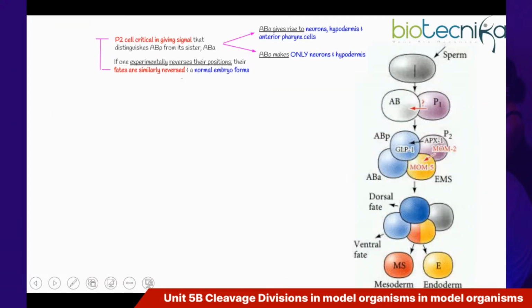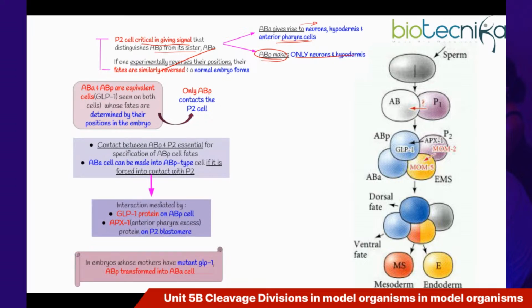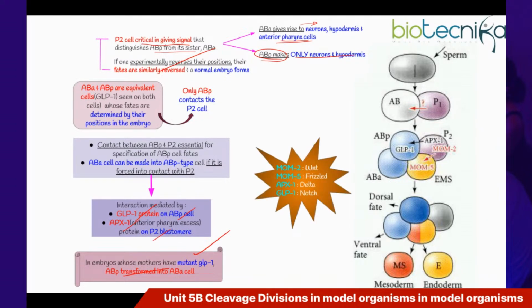And this is regarding the signaling to AB. P2 is critical in giving the signal that distinguishes ABp from its sister ABa. ABa gives rise to neuron, hypodermis, and pharynx, but ABp makes only neuron and hypodermis. So if experimentally their positions are reversed, their fates are similarly reversed, and a normal embryo will form. This is the signal which I told you, GLP protein on ABp and APX, sent by the P2 blastomere. In embryos whose mothers have mutant GLP, ABp will be transformed into an ABa cell. So these are your signals.